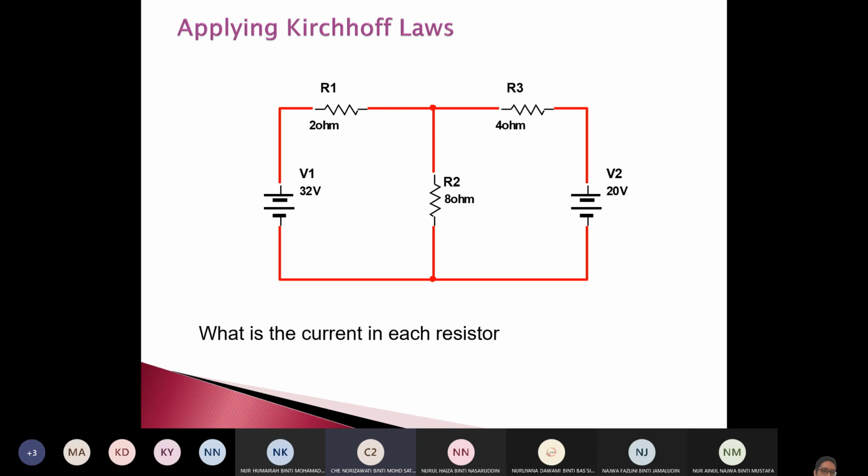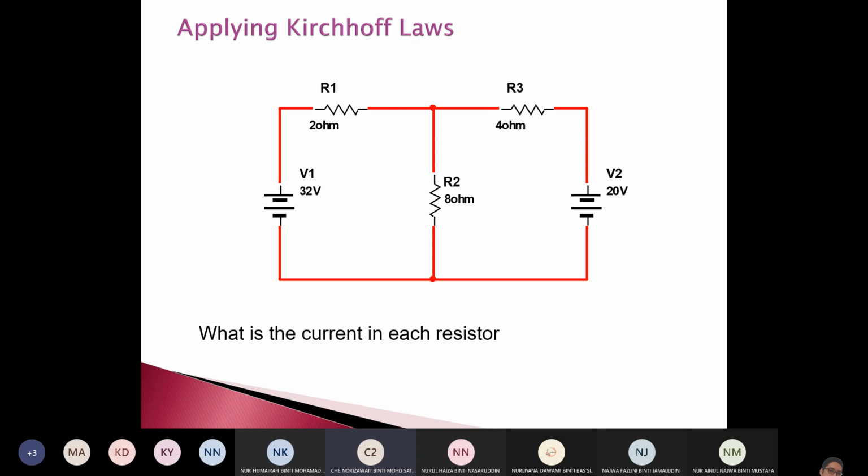All right. So what is that? So minus 32, minus 20. So you obtain minus 12. Okay, minus 12 equals.